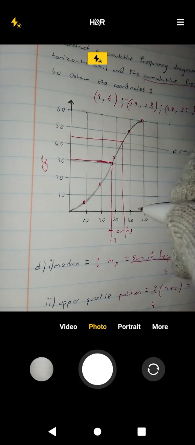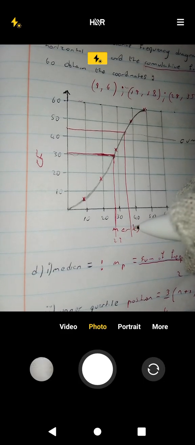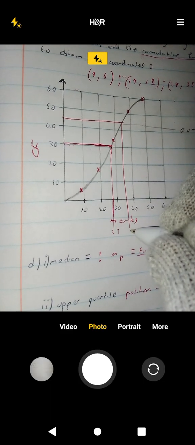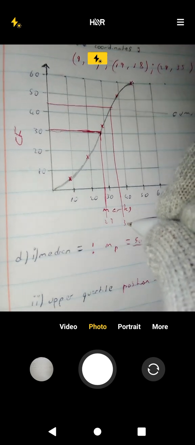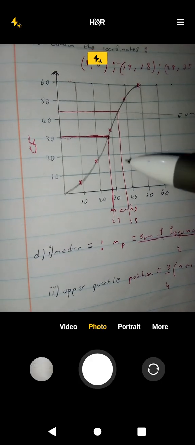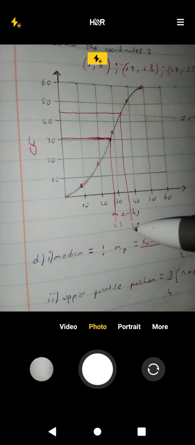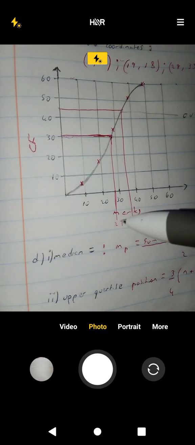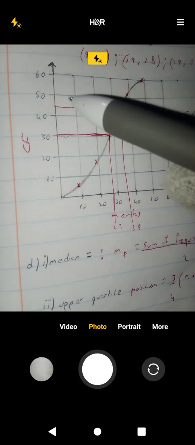So let me take this, for example, as 35. We actually don't really need this number, but we do need this because it tells us the median.